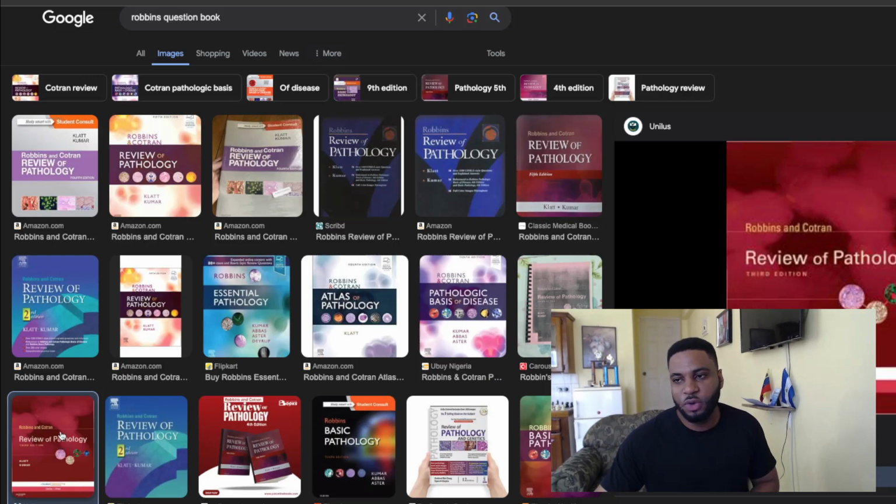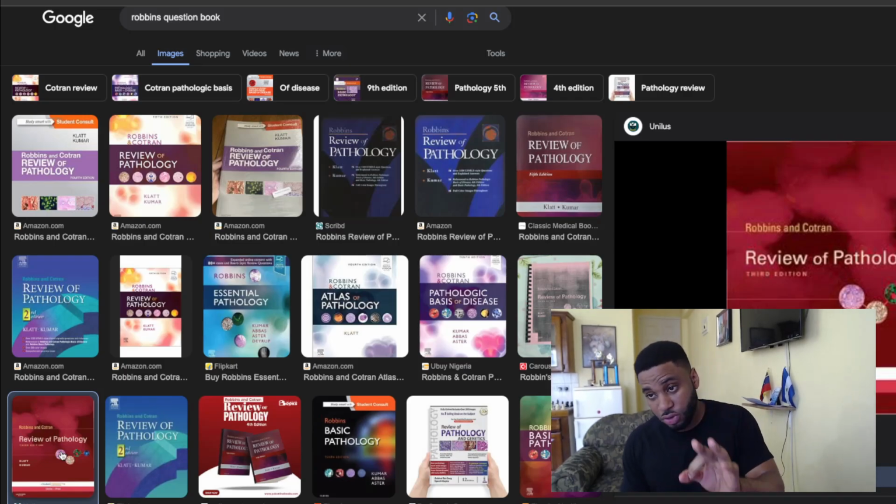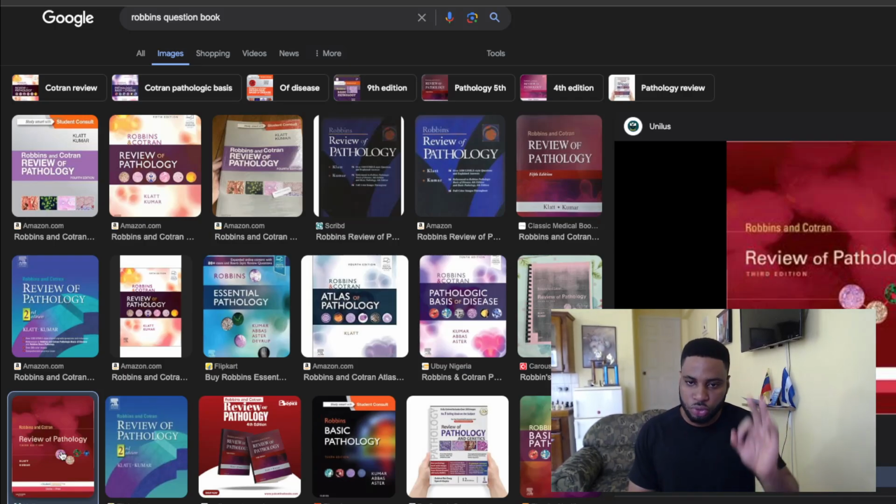This is the specific one I used when I was in med school. The reddish one you see down here is the specific one I used during med school. Robbins and Cotran Review of Pathology. Do the questions in this book, and know them better than you know your name, is what I tell my students. If you're taking pathology already, do those questions every single chapter. Practice them, master them, know them.